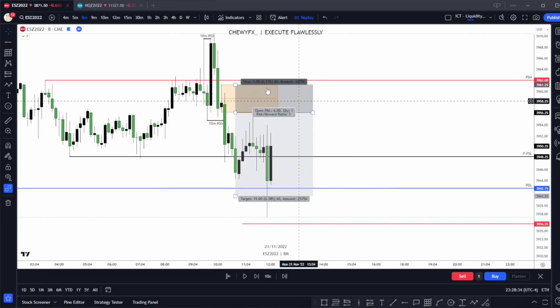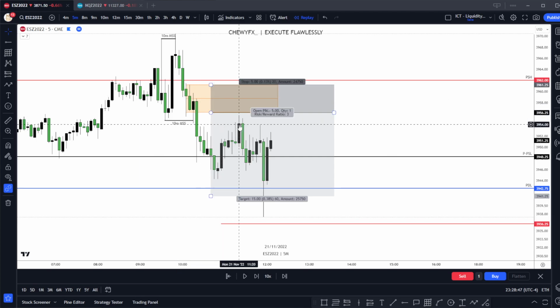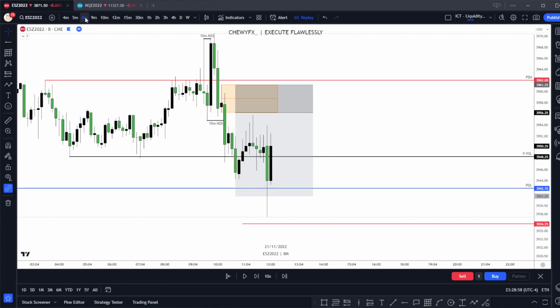Okay, so we can see here that we unfortunately did not get any entry with our 8-minute order block. Now, some may argue that this candle right here could have been the order block, which we can see would have entered beautifully. However, this is not an order block within a premium. So for that reason, I'm just not at all interested in taking it.